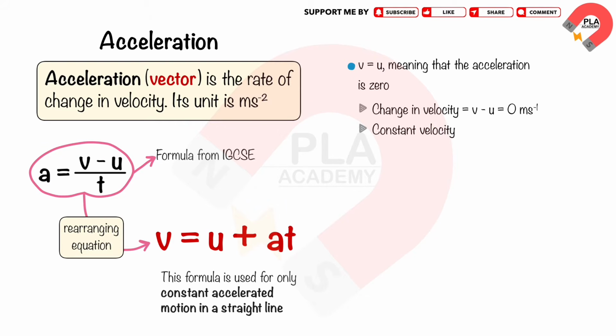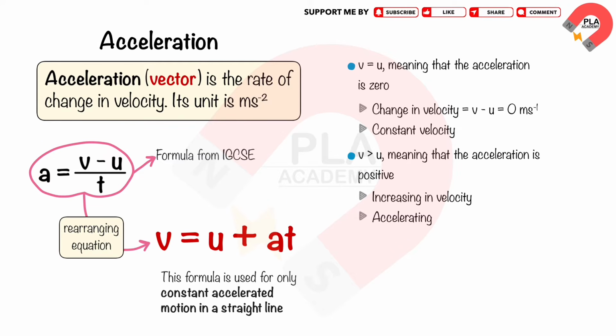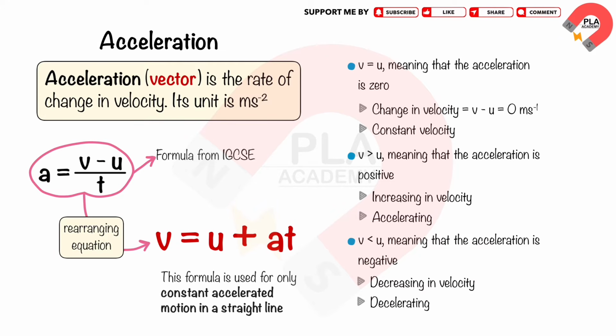When v equals u, meaning that the acceleration is 0, there is no change in velocity, and the object moves with constant velocity. When v is greater than u, meaning that the acceleration is positive, the velocity is increasing, and the object is accelerating. When v is less than u, meaning that the acceleration is negative, the velocity is decreasing, and the object is decelerating.